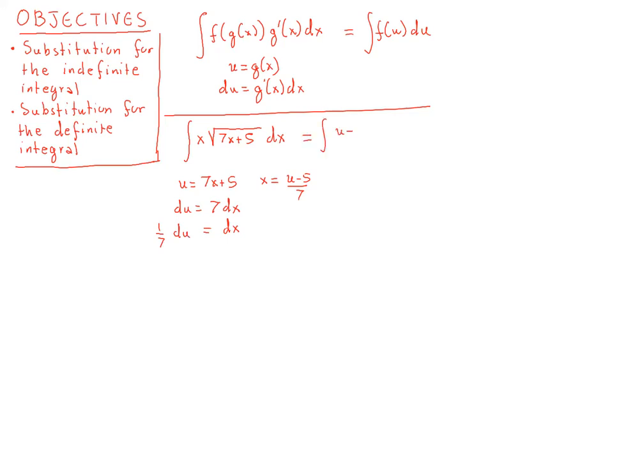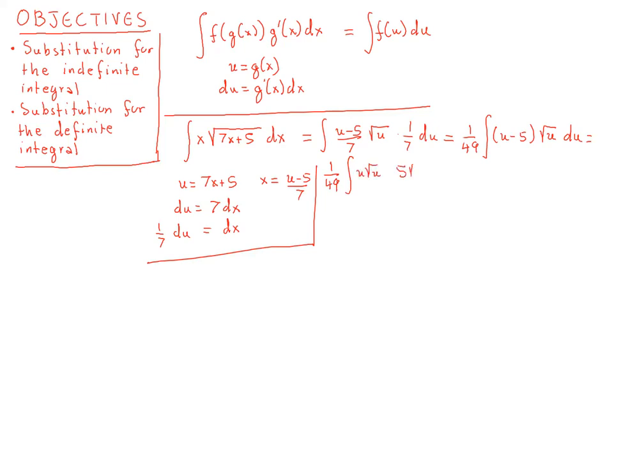So we will have u minus 5 over 7. And then square root of 7x plus 5 is going to be square root of u. And then we're going to have 1/7 du. We multiply 1/7 times 1/7. That's 1/49, and we extract it outside. And we have u minus 5, square root of u. And now it's the usual story. We just need to multiply out, to FOIL the integrand. So we will have u square root of u minus 5 square root of u du.